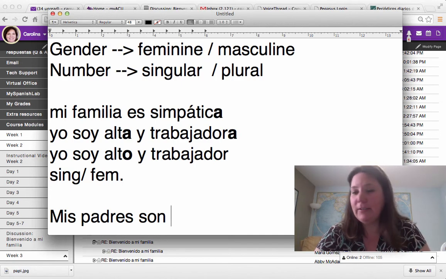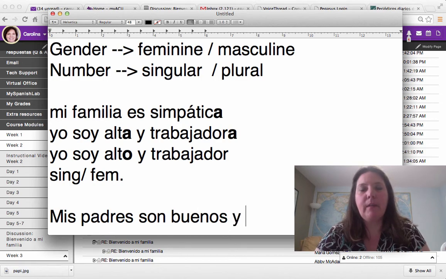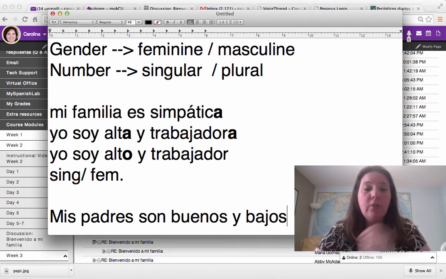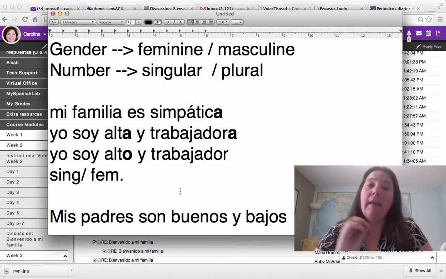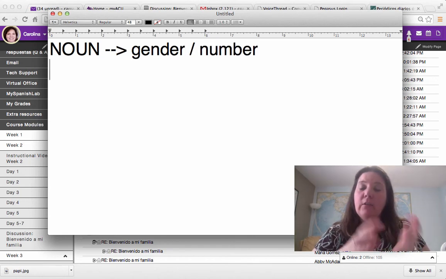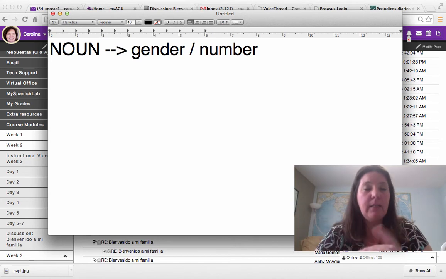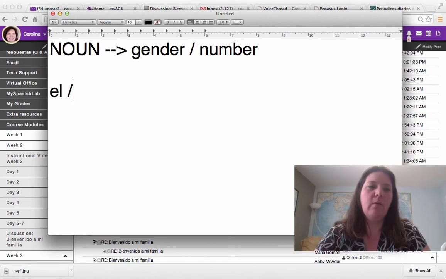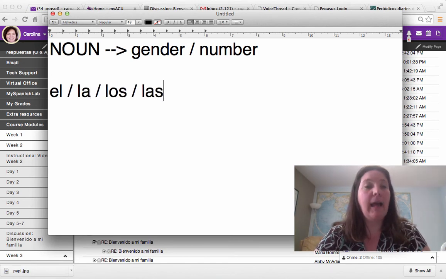I can't think of any other adjective other than simpático and let's see, buenos y what else? Son bajos, they're short, okay, so you have to use the plural and the neutral form, which is the masculine. So anything that modifies a noun has to agree in gender and number. So if a noun is singular and feminine, the adjective that describes it has to be in the feminine and singular.